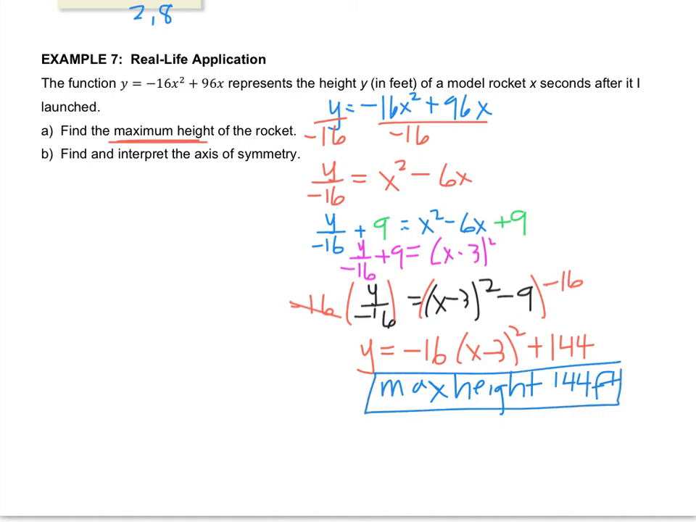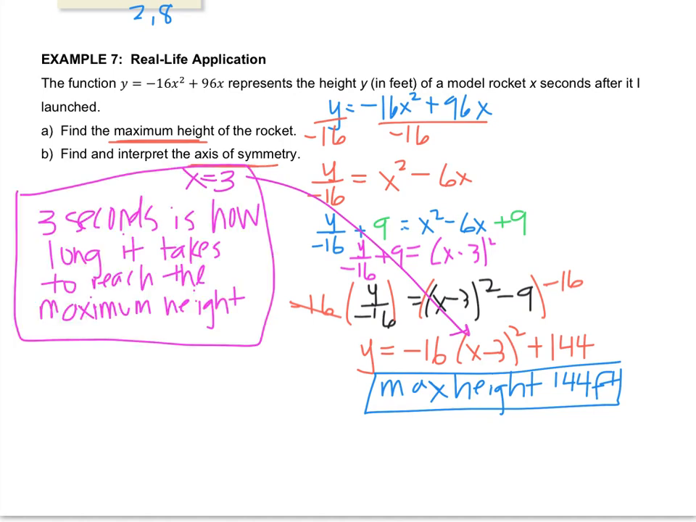And now let's talk about the symmetry line. The symmetry line is on the vertex. So the symmetry line is at the point 3, 144, and the axis of symmetry would be at x equals 3, because that's the x value of the vertex, right here. So what does 3 stand for? Well, 3 is the x value, and x stands for seconds. So the interpretation of the symmetry would be that that's the number of seconds it is at the vertex. So that's how many seconds it takes for it to reach its maximum height.